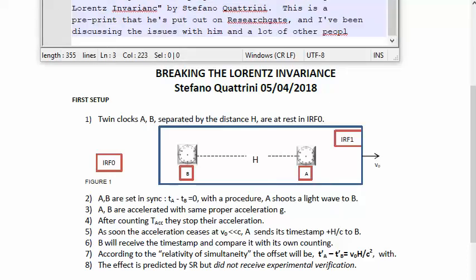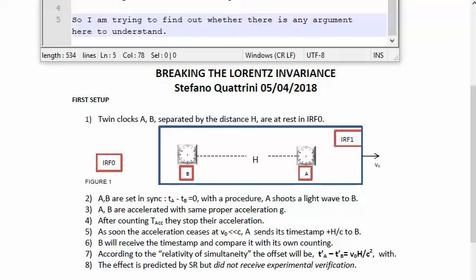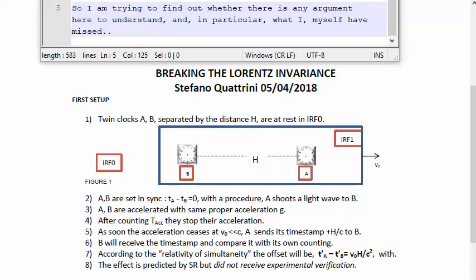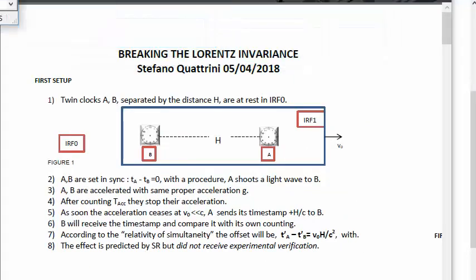This is a preprint that he's put out on ResearchGate, and I've been discussing the issues with him and a lot of other people, but Valentin D made a legitimate point that I did not necessarily understand their argument. So I'm trying to find out whether there is any argument here to understand, and in particular, what I myself have missed. Let's begin then with the first setup.